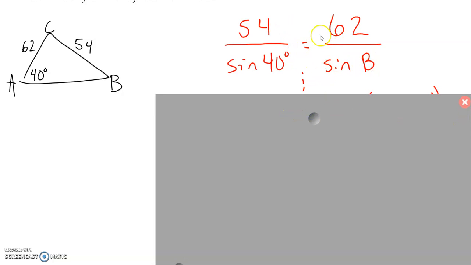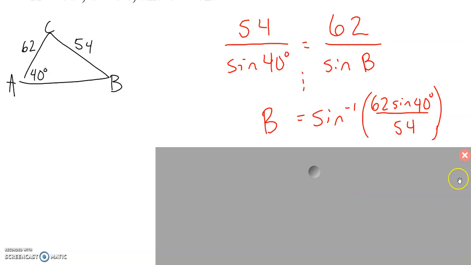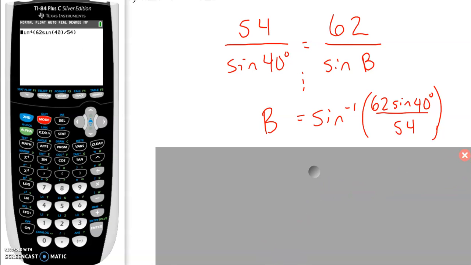The way you do that is you cross multiply, then divide by 54, then do the inverse sine, and that's what you get right there. You can then type that into your calculator, and your calculator will tell you that it's about, rounding to the nearest whole degree, 48 degrees.